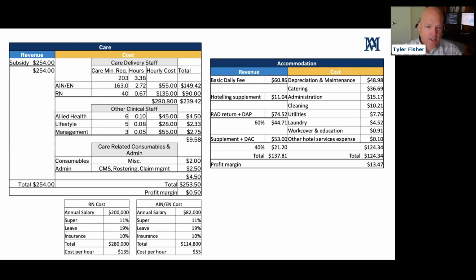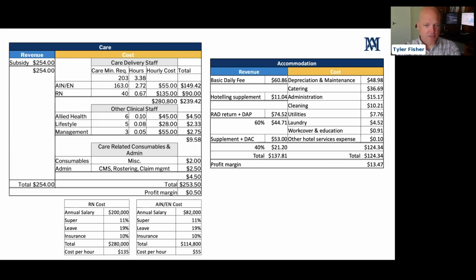So I've put in for RNs an hourly cost of $135, and I think it is interesting when we look at what it costs for an agency RN, and over the course of a financial year, what is the average expenditure for an hour of RN time. $135 as a fully loaded FTE would be an annual salary of $200,000.